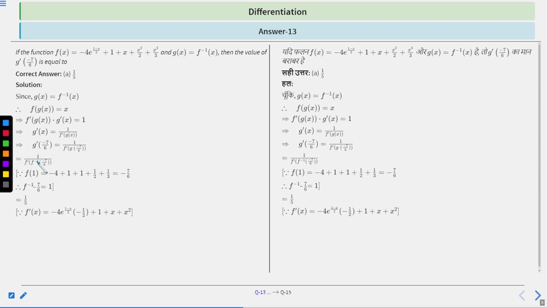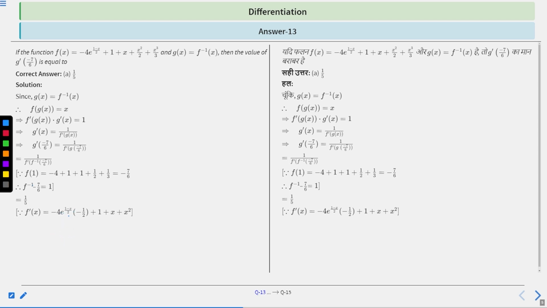Now, the term g dash minus 7 by 6 is basically 1 by f dash f inverse minus 7 by 6, and f inverse minus 7 by 6 is 1. Therefore, g dash minus 7 by 6 can be written as 1 by f dash 1. And since f(x) is this, f dash x will be minus 4 e to the power (1 minus x) by 2 into minus 1 by 2 plus 1 plus x square.